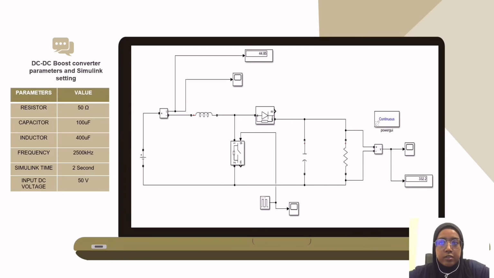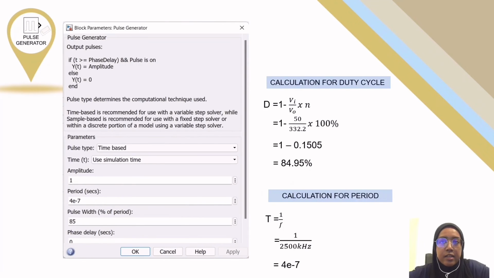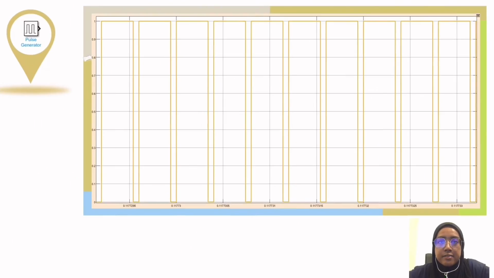We also use a formula to get the duty cycle reading that is almost accurate. So for simulation time, we set 2 seconds and use a DC input voltage of 50 volt. Then on the pulse generator, we set 4 exponent -7 using the formula T equal to 1 per frequency, and the pulse width we set 18.5%. Then when we set the correct and accurate value on the pulse generator, we will get a waveform like this.